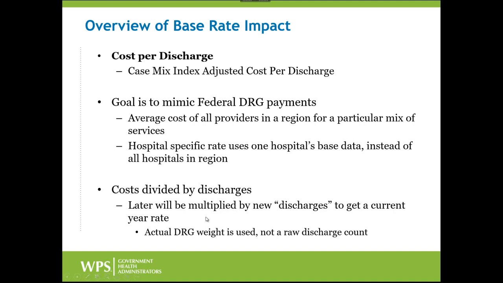That will be multiplied later, in the year under review, by a new discharge count to get a current year hospital-specific payment. Now I have "discharge" in quotes again because we're not truly using the discharge count. Instead, we're using what's called a DRG weight. What that basically means is every discharge is not equivalent.